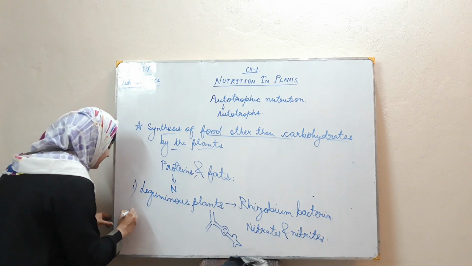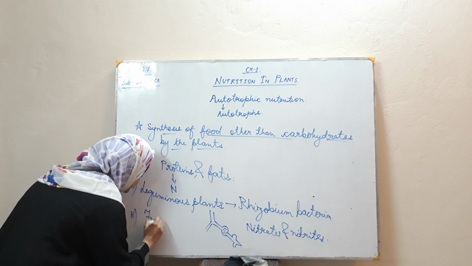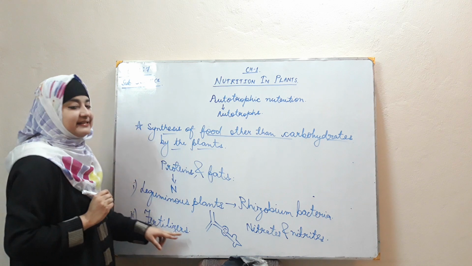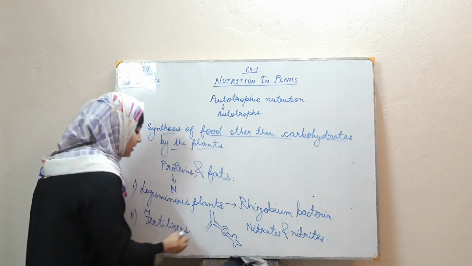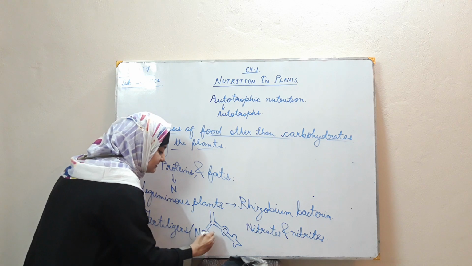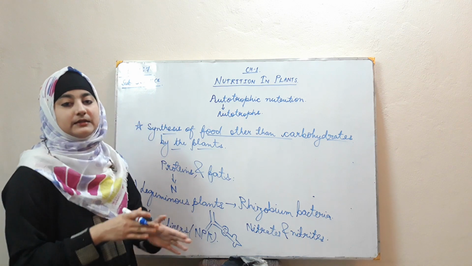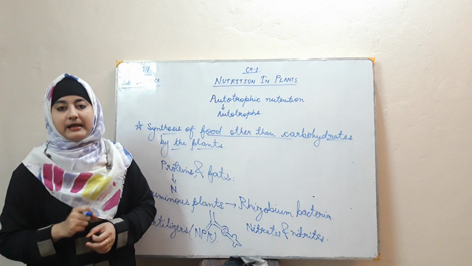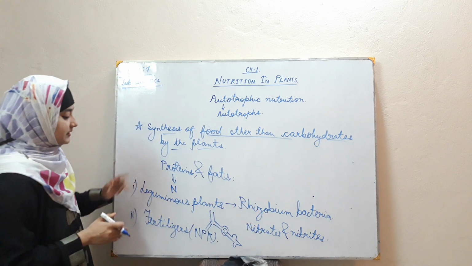The second way is by adding fertilizers. Fertilizers are synthetic or chemical materials which contain nitrogen, phosphorus and potassium. These compounds mix with the soil and are easily taken up by the roots of the plant. By these two ways the plant gets nitrogenous compounds.